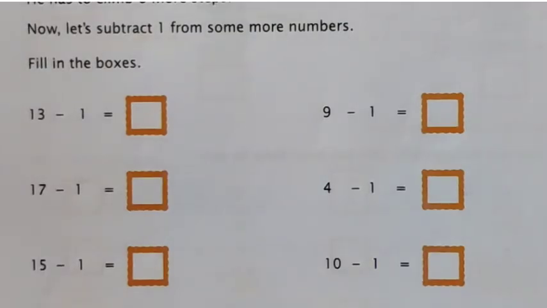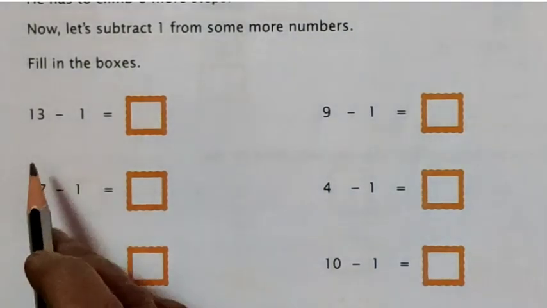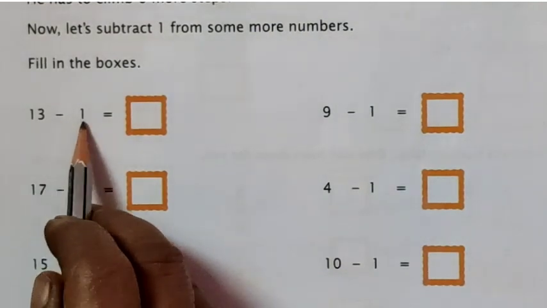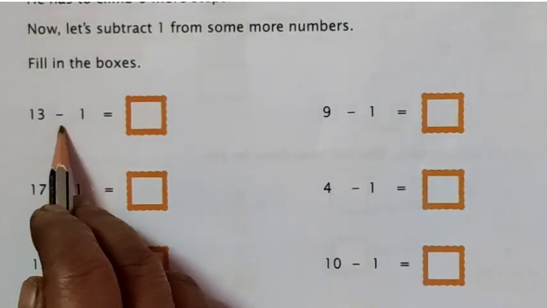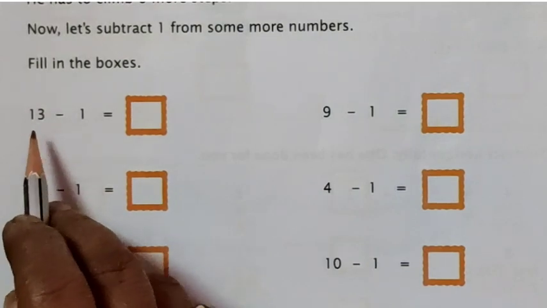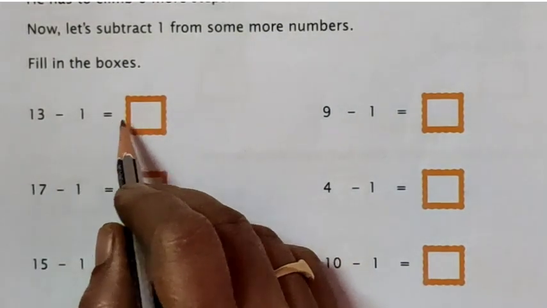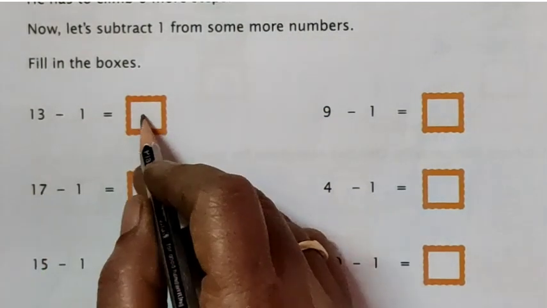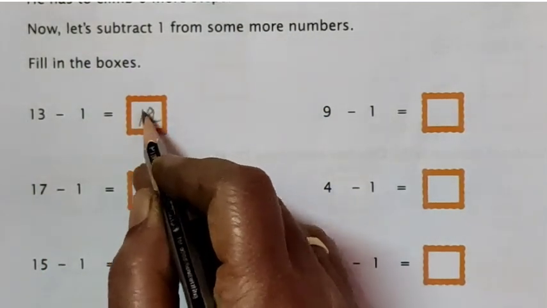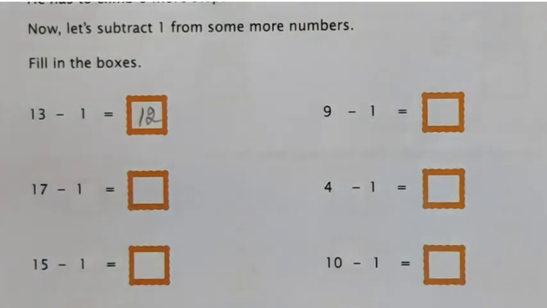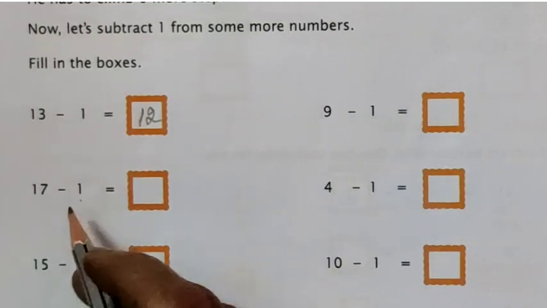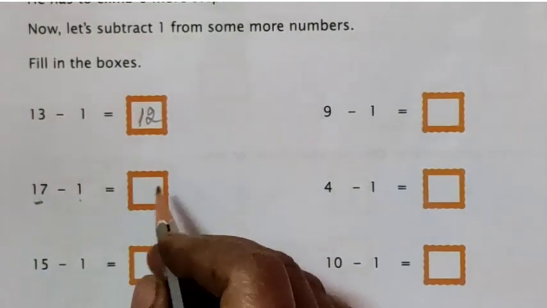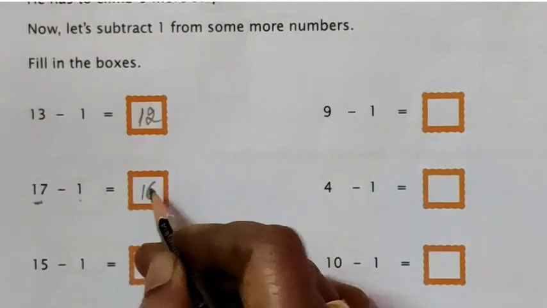Now, let's move on to the next heading, that is fill in the boxes. 13 minus 1. See here, we are subtracting 1 from 13. When we subtract 1 from 13, that means we are getting the before number. We have to write down the before number. What is the before number of 13, children? It is 12. Write down 12 in the box. Next, 17 minus 1. What is the before number of 17? It is 16.